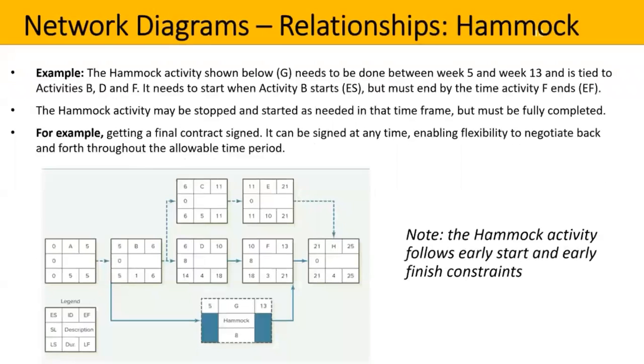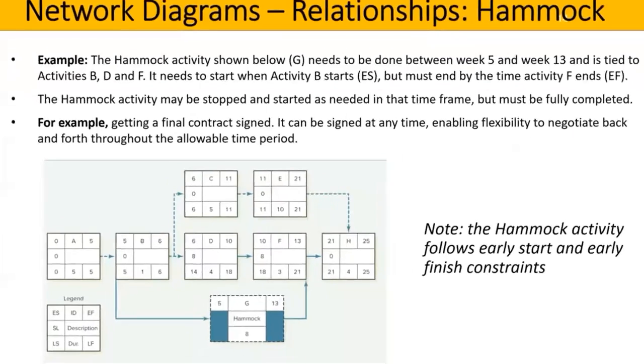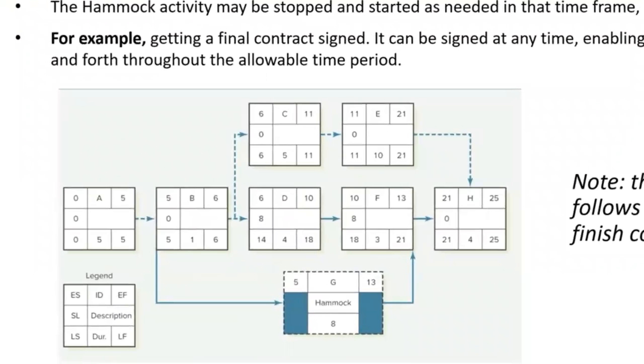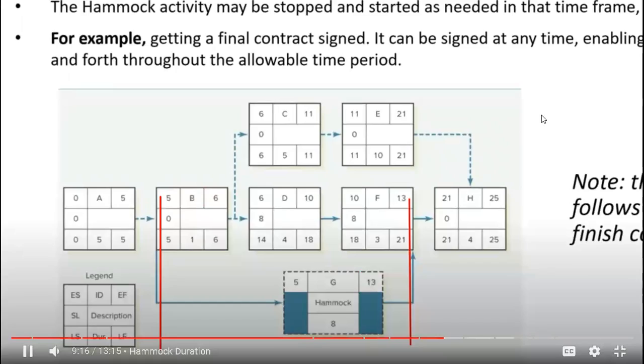Here is an example. The hammock activity shown below, G, needs to be done between week 5 and week 13, and it's tied to activities B, D and F. It needs to start when activity B starts, that is the early start, but must end by the time activity F ends, the early finish. The hammock activity may be stopped and started as needed in that time frame, but it must be fully completed by the end of activity F.